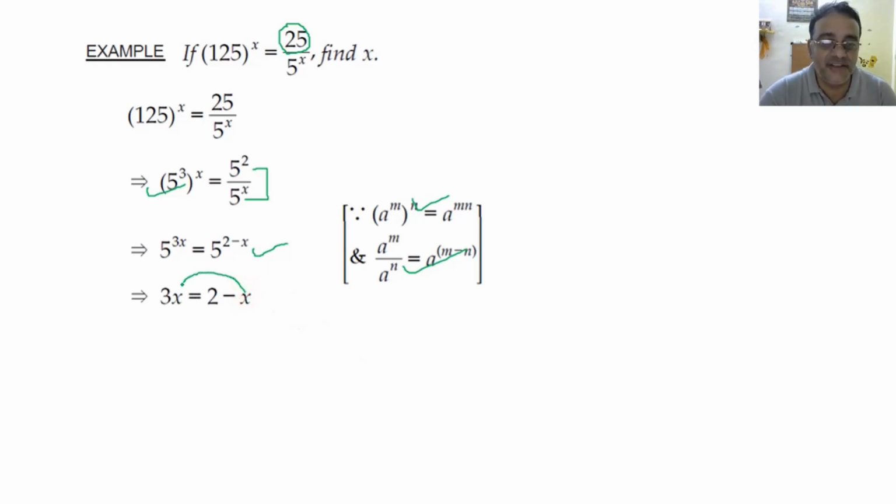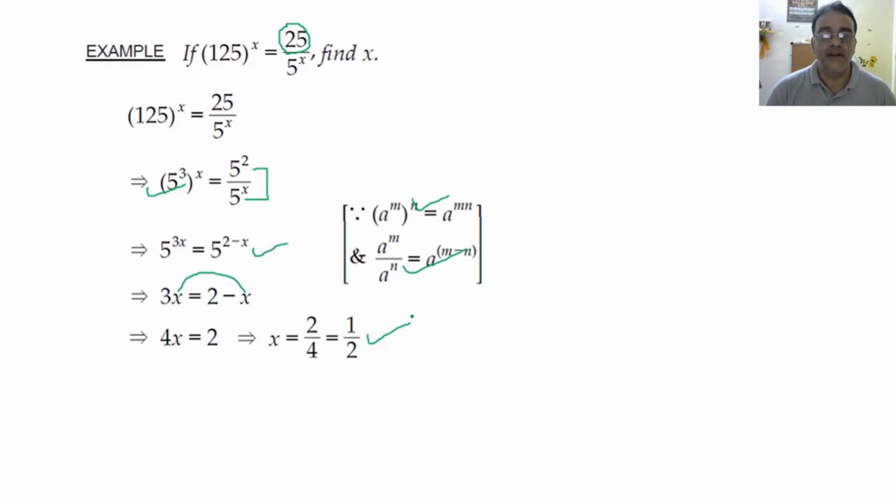Shift x to this side, minus x. This will become plus x. So 3x plus x will become 4x. What is the value of x? 1 by 2. Right, 2 by 4, that is simplified to 1 by 2. Any doubt in this question?